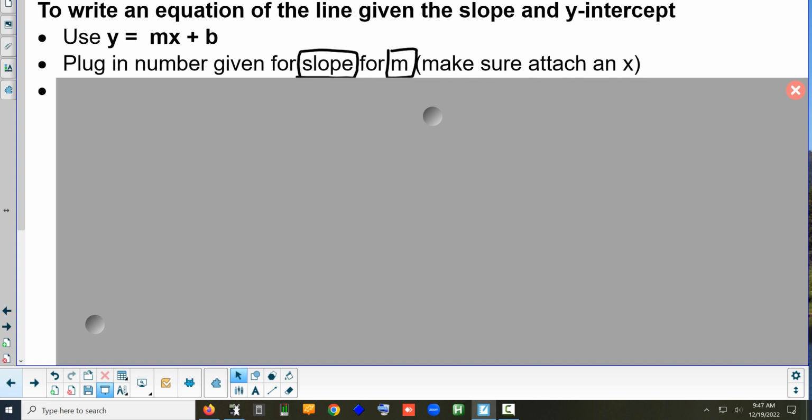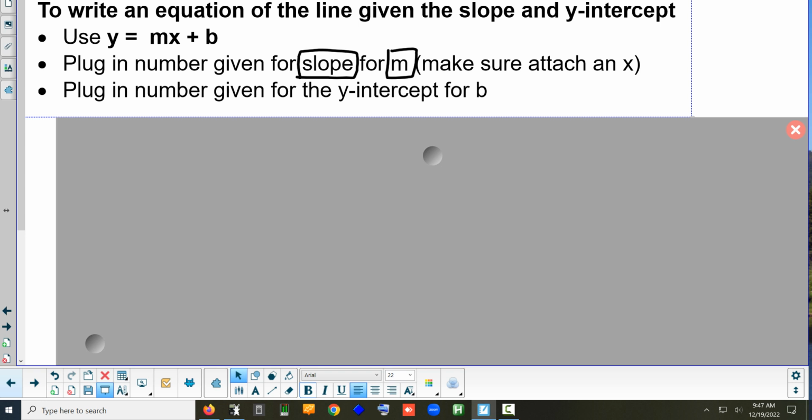All right, and the next bullet is going to tell us what to plug in for b. Can someone remind me again, what's b? What is, not the number, but what it would stand for? That's the y-intercept. So on the second bullet where it says plug in number given for the y-intercept, that's what's going to go on the first blank. And then where do you plug it in? Plug it in for b.